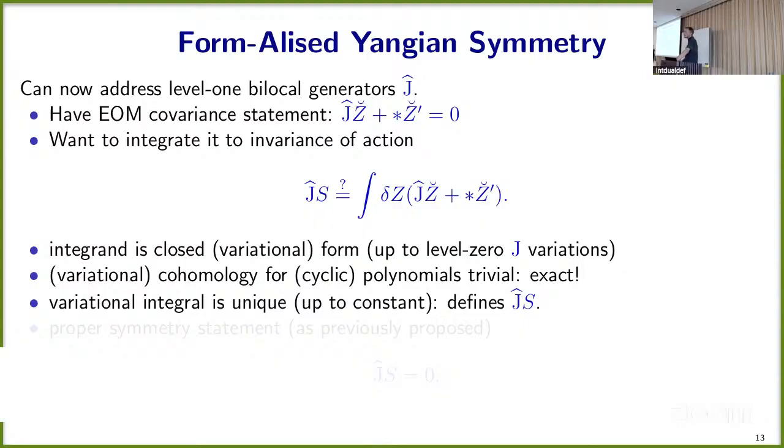This is much like the de Rham cohomology. There's nothing fancy going on, even for polynomials, certainly not. Even for ordered and for cyclic polynomials, you don't get something non-trivial in the cohomology. That is, if this form is closed, as it turns out to be, it's also going to be exact.